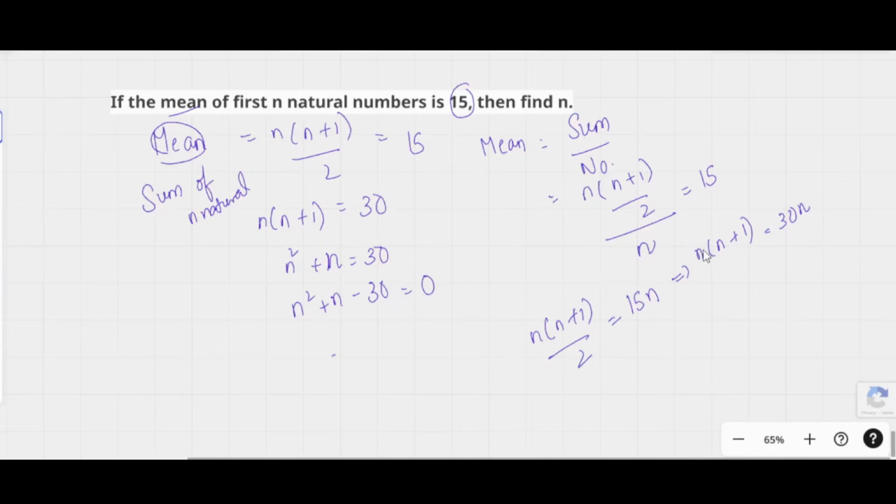See, here into n is there and here into n. This n will be cancelled. So now we will get the answer very easily. N plus 1 equal to 30, and n is equal to 29.